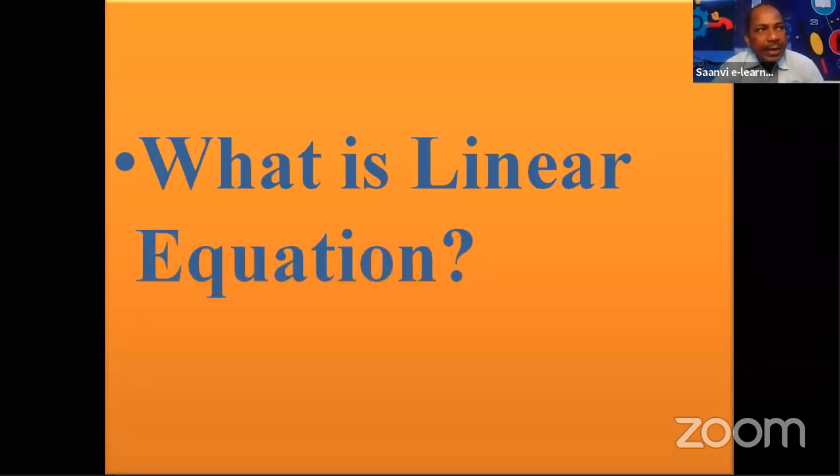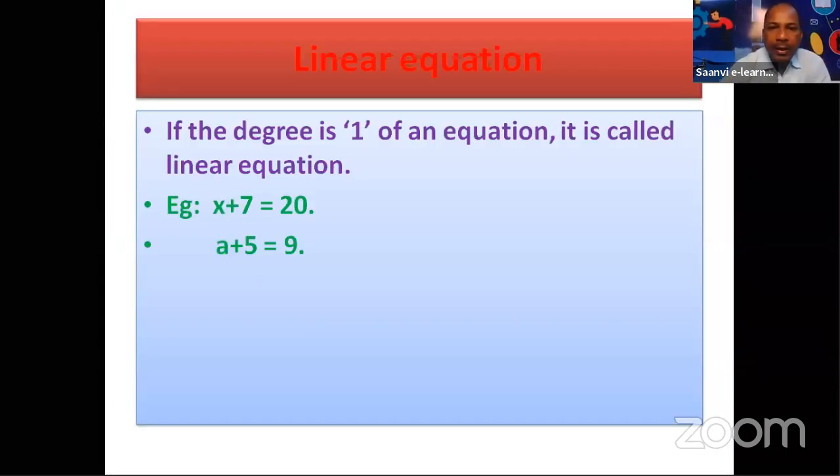Now what is a linear equation? Our name of the chapter is linear equation. So what is a linear equation? Let us see the definition. If the degree of an equation is 1, it is called a linear equation.